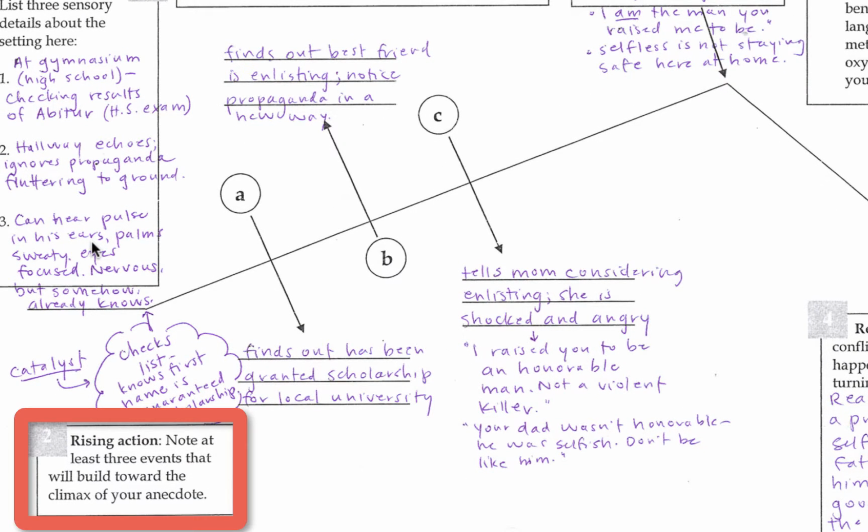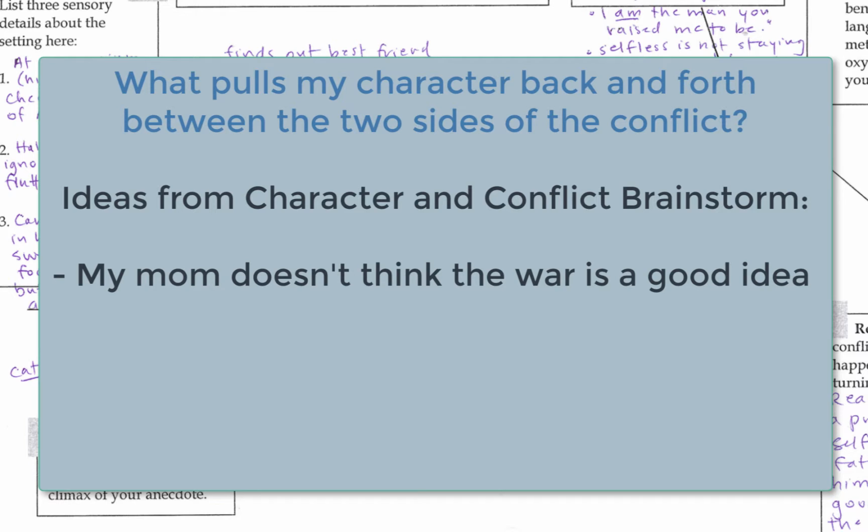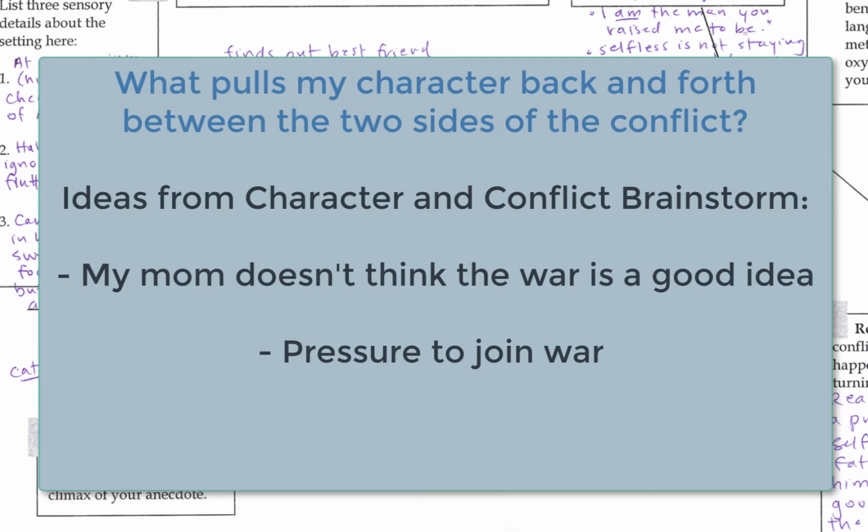Now I'm going to think about my rising action. What are the things that are going to lead up to this big conversation with my mom where I'm going to tell her that I have decided to join the war? And I'm going to get ideas for that from the brainstorm that I've done. So I know that my mom does not think that the war is a good idea. And so I want to have a scene where I talk to my mom about that. But I also need to feel some pressure to join the war.